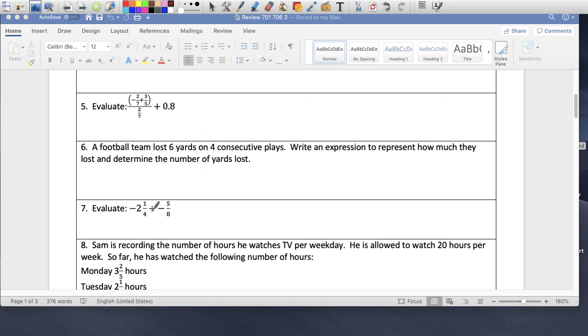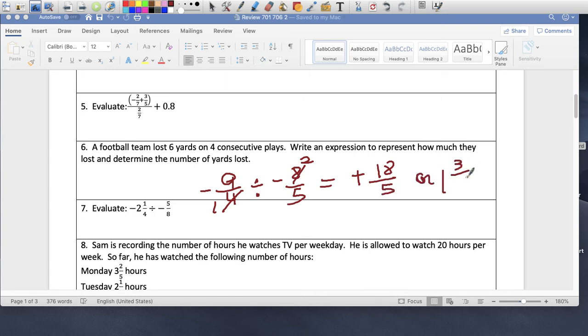Number 7, evaluate. So let me change that to an improper fraction. So 4 times 2 is 8 plus 1, so this becomes 9 over 4 divided by negative 8 over 5. Negative times a negative is a positive. Let's simplify. 9 times 2 is 18, and 1 times 5 is 5. 18 over 5, or 3 and 3/5.